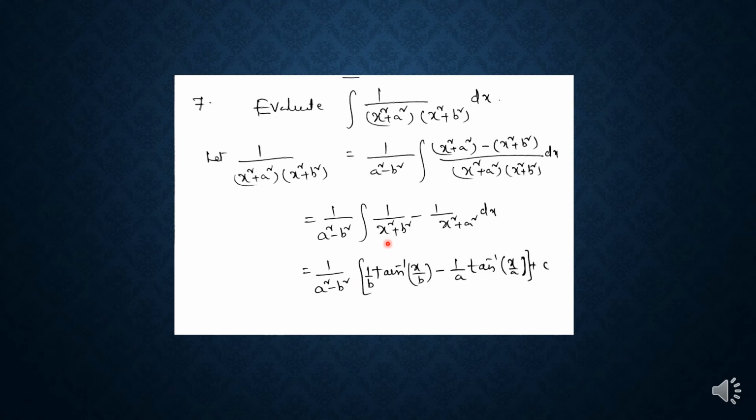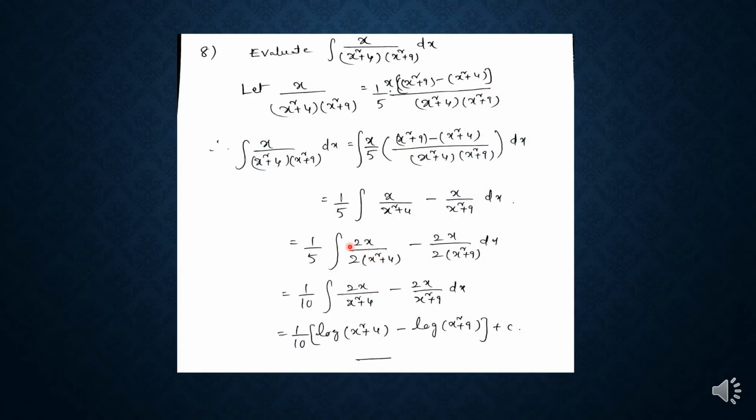So now separating the terms here, we will get the solution, that is 1 by a square minus b square into integral 1 by x square plus b square dx, which is equal to 1 by b into tan inverse x by b, minus integral 1 by x square plus a square dx, which is 1 by a into tan inverse x by a, plus c. Okay.